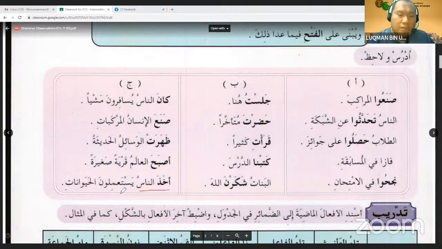أخذ الناس يستعملون الحيوانات. أخذ, so it ends with fatha. So the people started using animals in their transportation. For example, like carriage, horse carriage, a camel, and they're using horse, camel, and etc. as a mode of transportation. Okay, I hope that's clear.